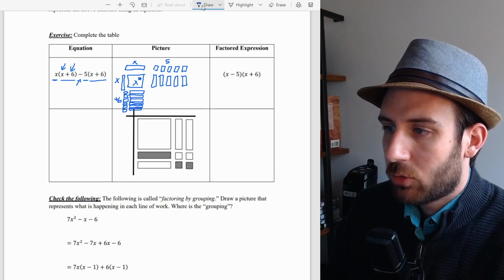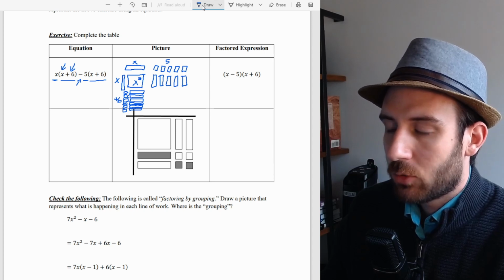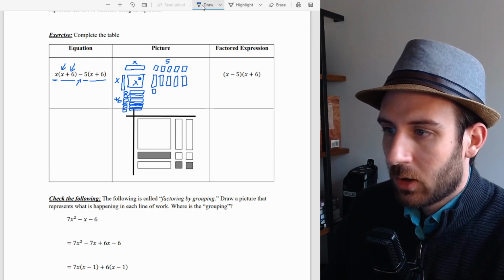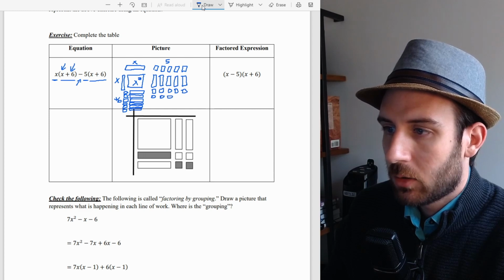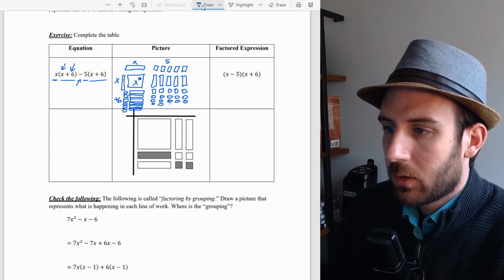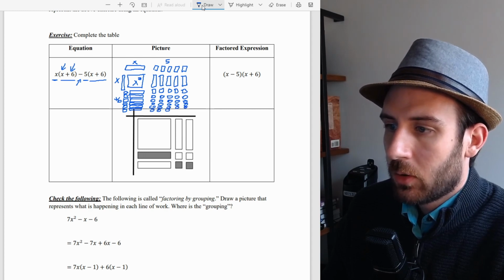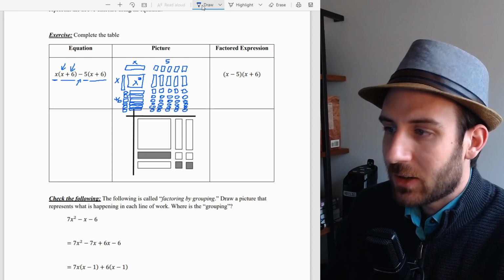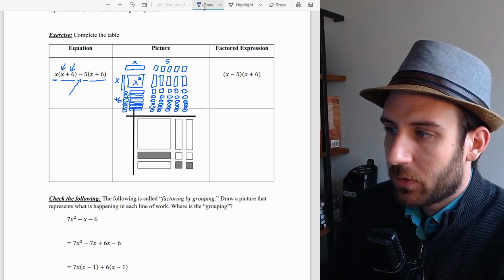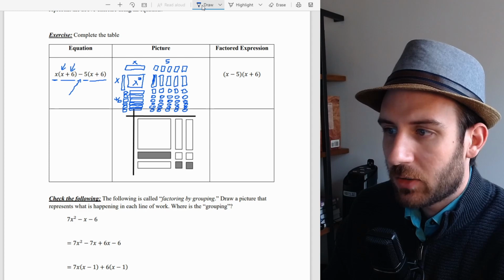Okay, so I've got my 5 groups of x, and then I have my 5 groups of 6. So it's going to be 1 group of 5, 2 groups of 5, 3 groups of 5, 4 groups of 5, 5 groups of 5, and 6 groups of 5. Good. So I've got 5 groups of 6 or 6 groups of 5, either way, and I have to remember that I'm going to make all of these opposite. These are negative numbers, so I'll shade those in.